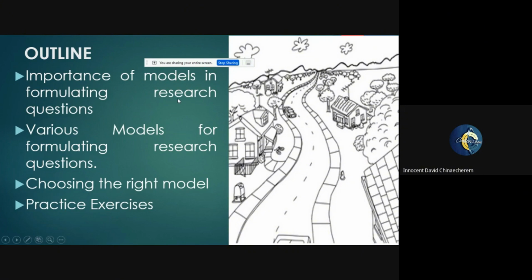So after talking about the importance of models in formulating research questions, we also look at some of the various models of formulating research questions. It doesn't matter whether you're using qualitative or quantitative research, regardless of the nature of your research, we're going to be clear on which model is appropriate for which. That's what we'll discuss in choosing the right model. Then we'll leave you with some exercises that would make a lot of sense for you.